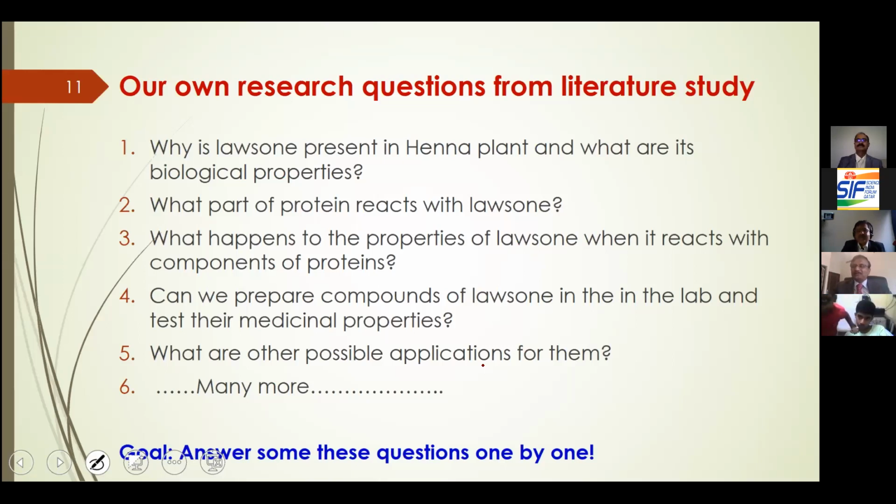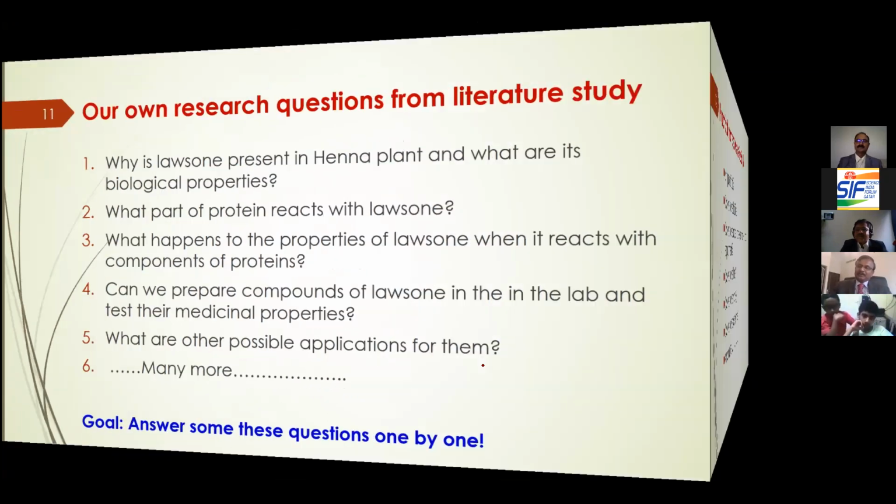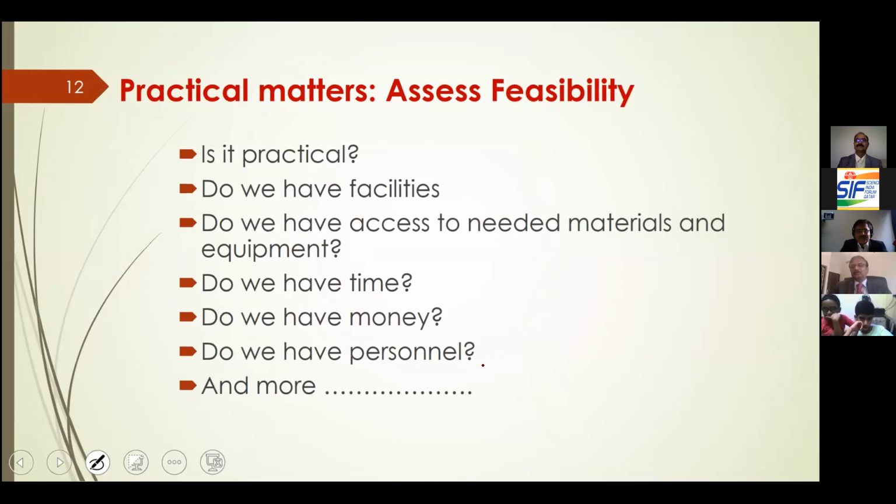What happens to the properties when Lawsone reacts with these proteins and the protein components? Can we prepare these compounds in the lab? Can we study their properties? What are the other possible applications for them? Like this, there were many, many questions that came up. And through this process, I'll show you how we answered some of them, and hopefully you will get to see them.